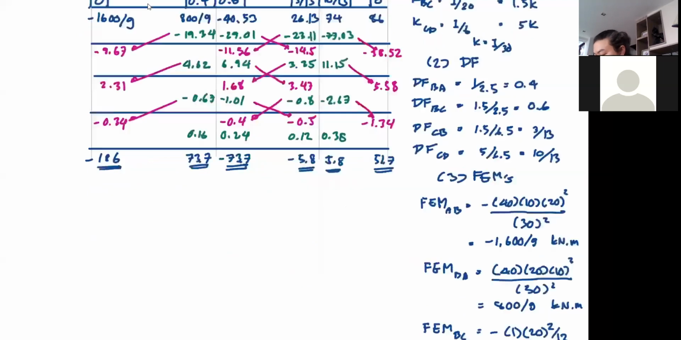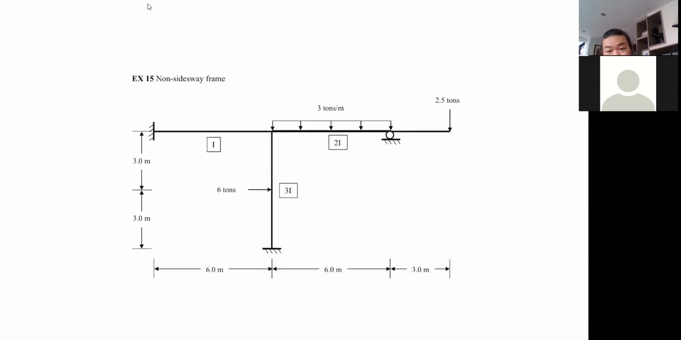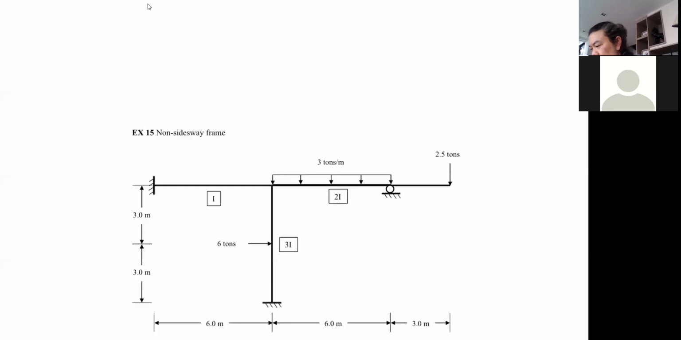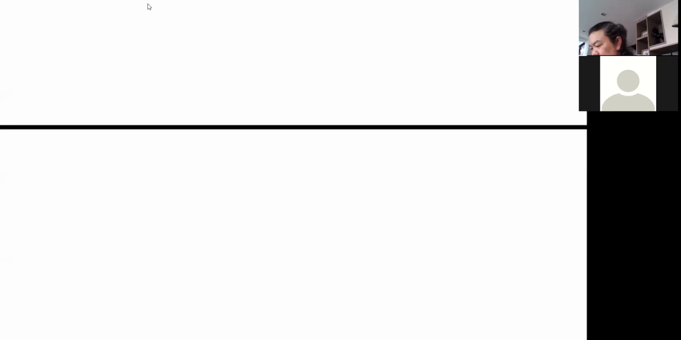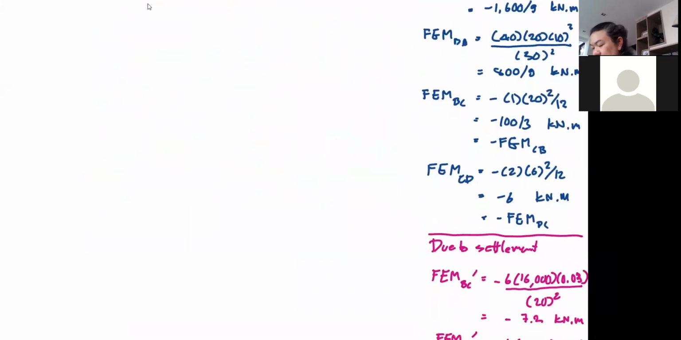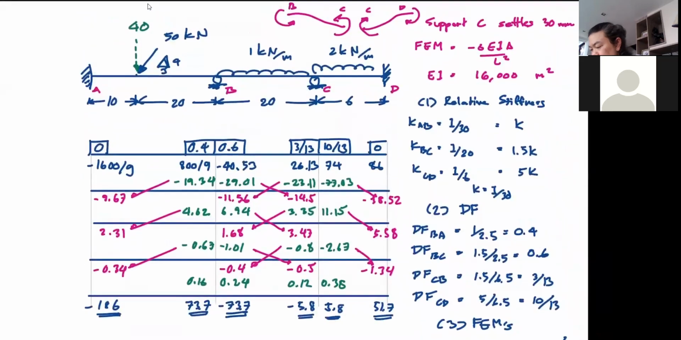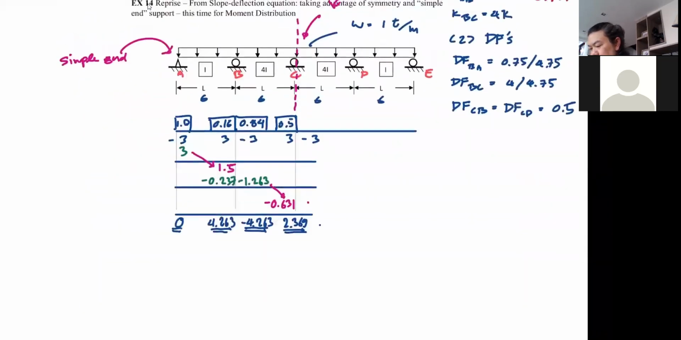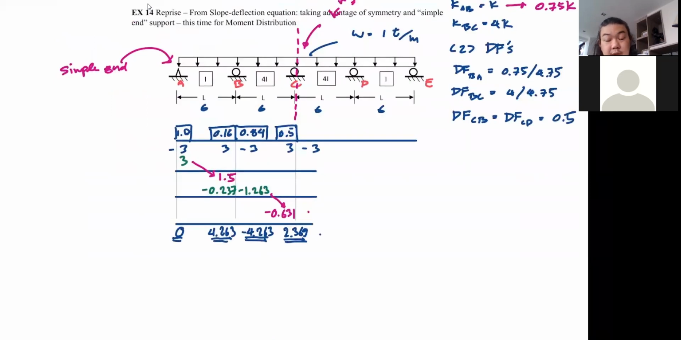We have one more example about the non-sway frame, but it's part of the frame now. I don't give the frame answer in the midterm exam, so I don't know why I should do this problem. So let's just skip it. So instead, I give you this example, which is more useful because now you know how to calculate the moment due to settlement.